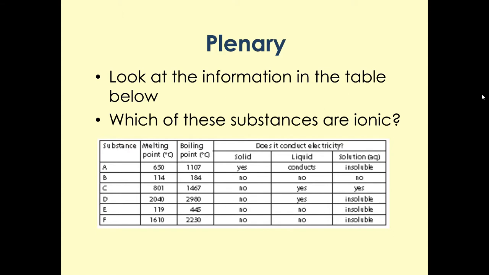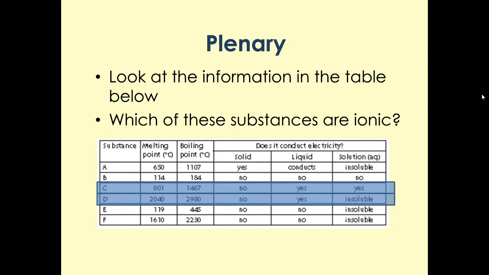Okay, so hopefully you've come up with the idea that C is an ionic compound because it's got a high melting and boiling point. It doesn't conduct electricity as a solid, but it does conduct electricity when it's liquid or solution. And D is the same, although it doesn't conduct as a solution because it's insoluble.